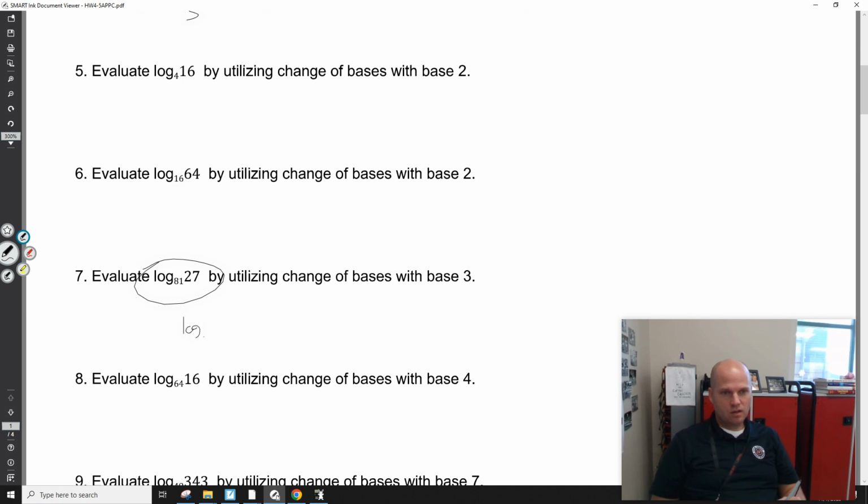81 to what power is 27? And you had to be like, well, I guess the square root of 81 is 9. I guess the cube root of 81 is 3. The fourth root of 81 is 3. 3, 9, 27. So the fourth root of 81 is 3. And then I could cube. So it was actually tricky to figure out, but you could figure it out.